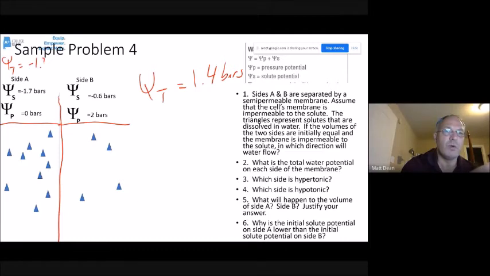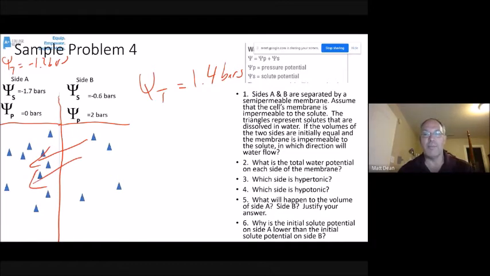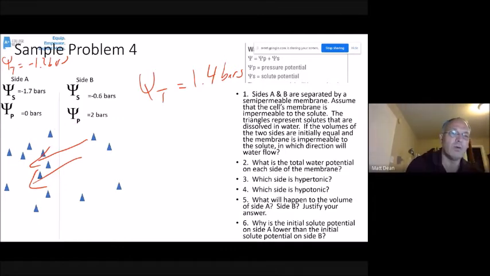giving us a total water potential over here of -1.7 bars. We know that water moves from areas of higher water potential to areas of lower water potential. So water is going to move this way. So over time, what's going to happen is that this water level on the left is going to start to go up, and the water level on the right is going to start to go down, like so.